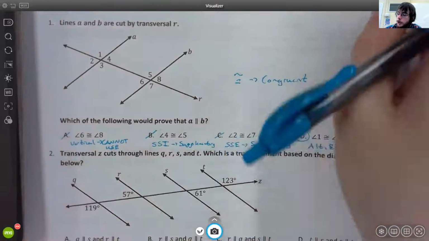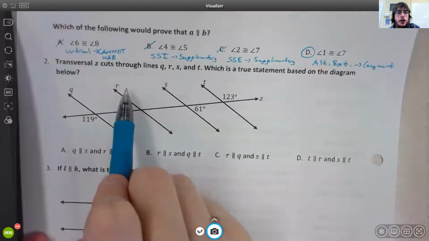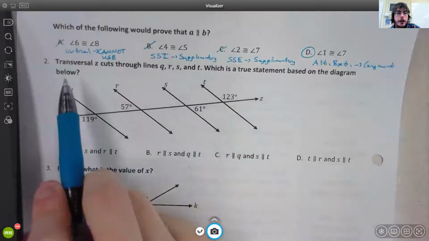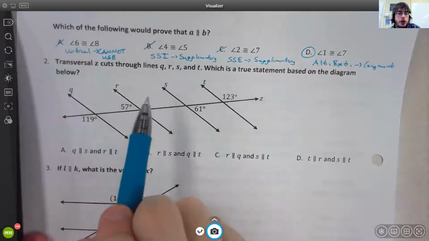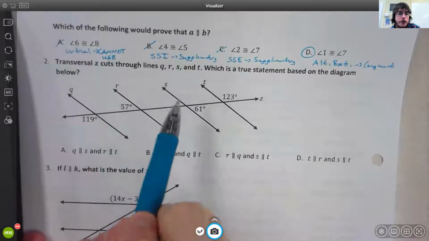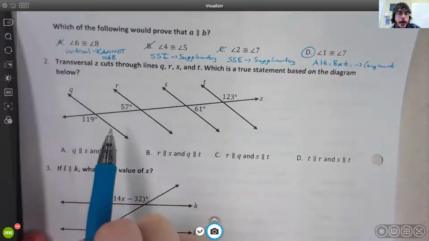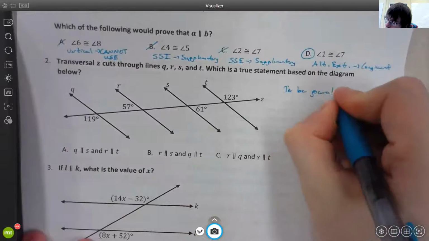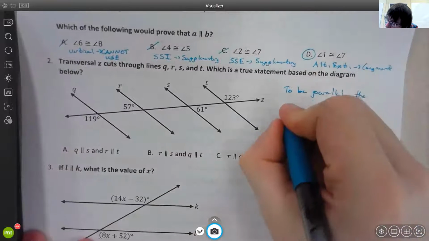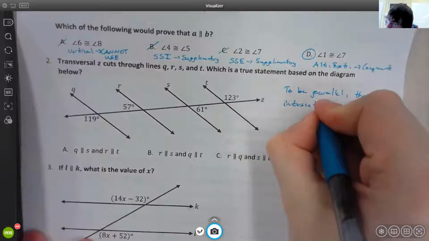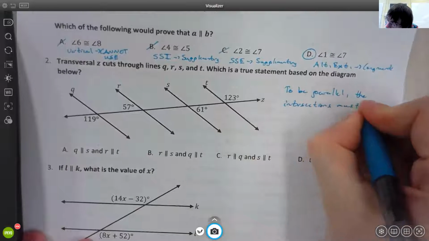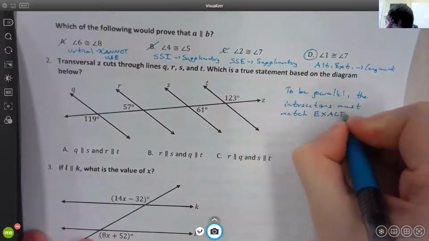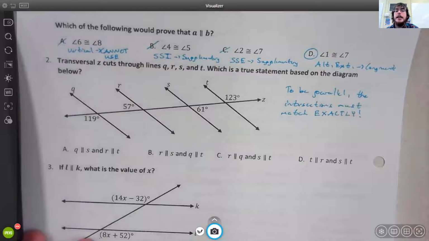Okay. Number 2, transversal Z cuts through lines Q, R, S, and T, which is a true statement based on the diagram below. Now, the easiest way to do a problem like this is to just fill out your intersections and see which match up. So to be parallel, the intersections must match exactly. They must match exactly, okay?